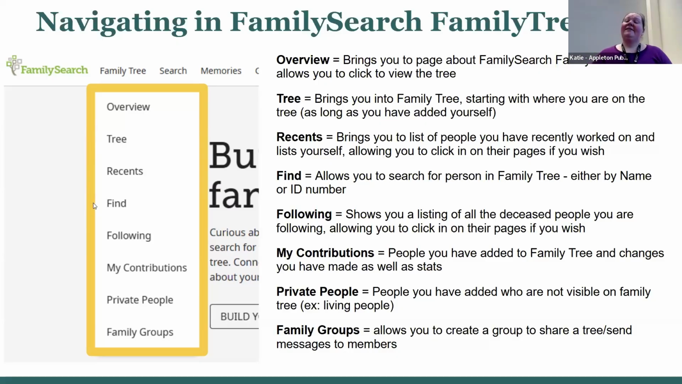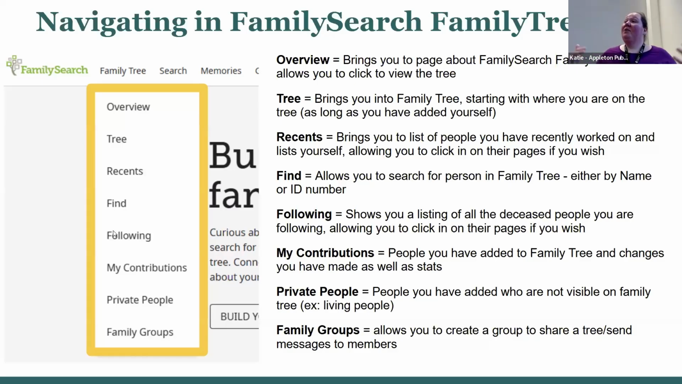Under Find, this is allowing you to search for a specific person in Family Tree. So you can either search for them by name and add a couple details like their birth date or something like that to make sure you're finding the right person. Or each person is assigned an ID number in FamilySearch. So you're probably not going to know that number off the top of your head. I have never personally searched by ID number. It's just easier to follow my ancestors and then pull them up easily or search for them by name.